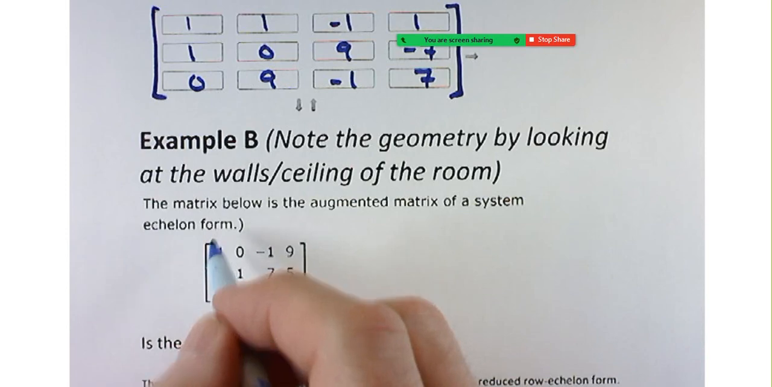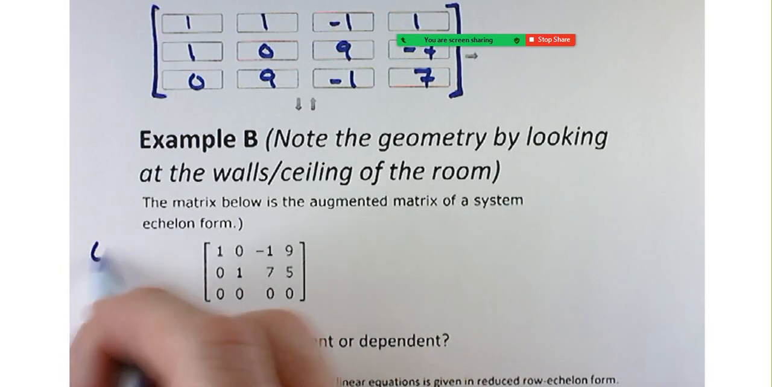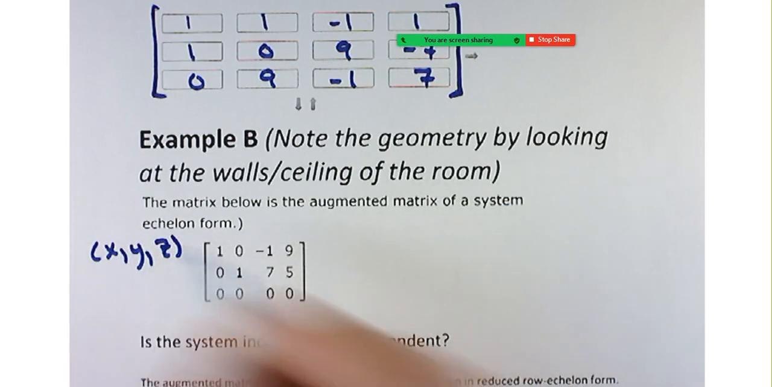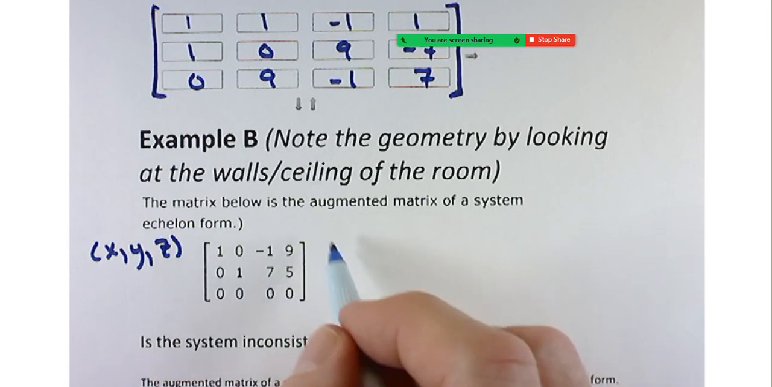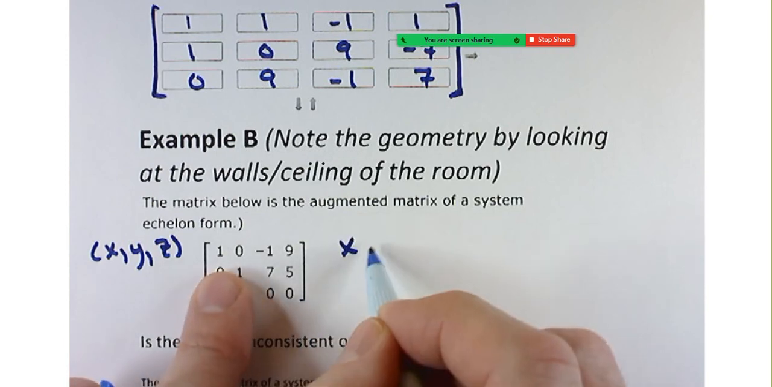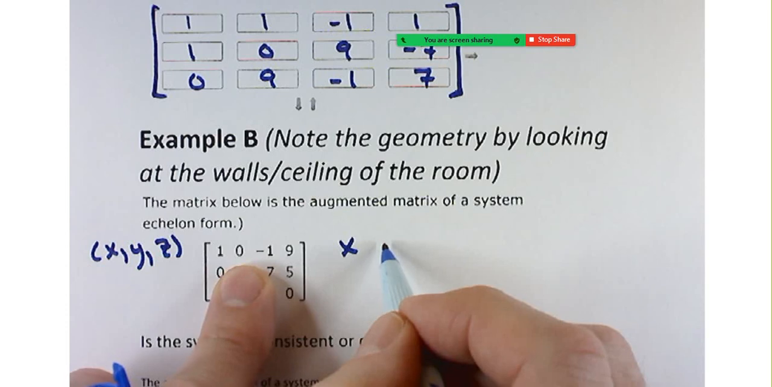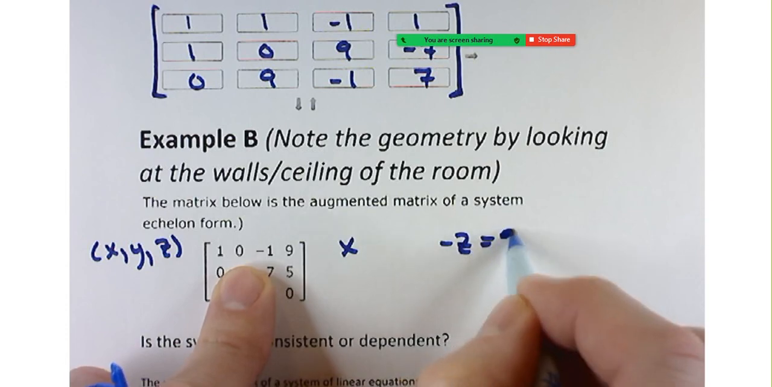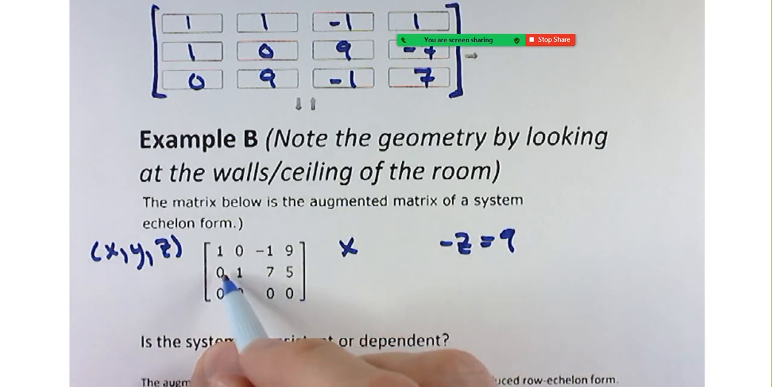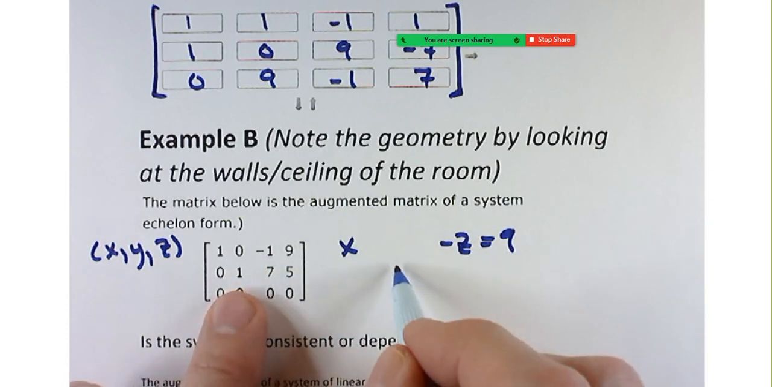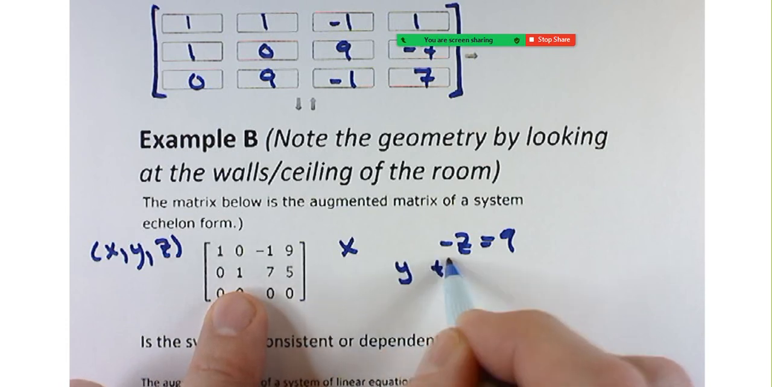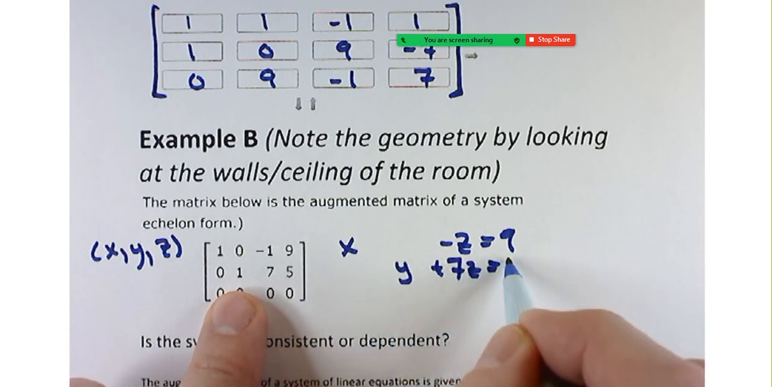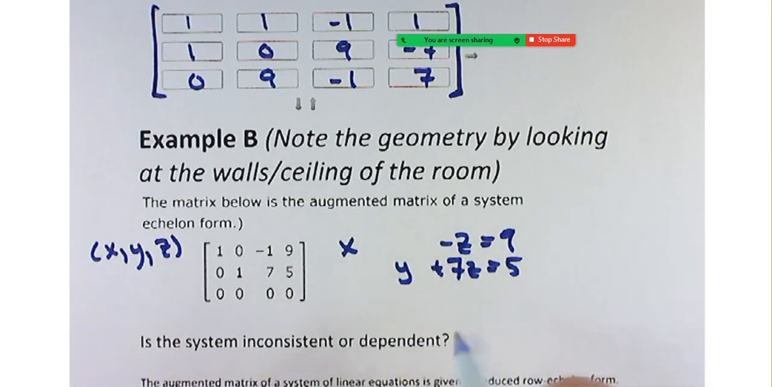Well, I'm going to assume that the variables for this problem are x, y, and z. So what would that be? That'd be x plus 0y. I'm not going to write that. I'll leave a little space here maybe. Plus 0y minus z equals 9. And then the next one is 0x, which I'll skip, y plus 7z equals 5. And the last equation is 0 equals 0.